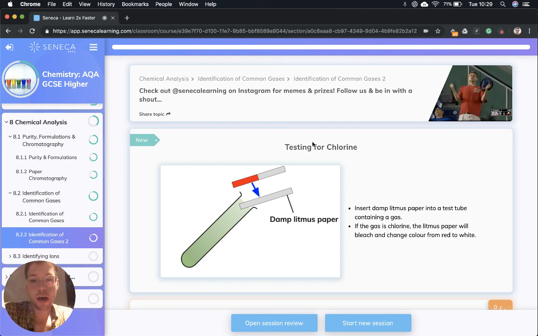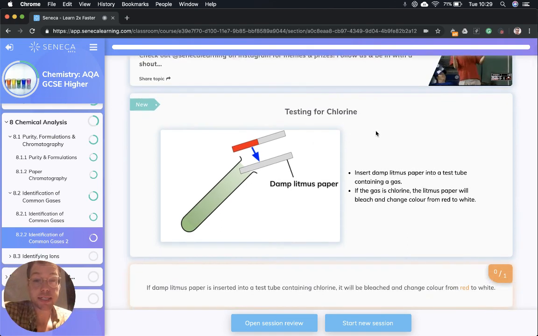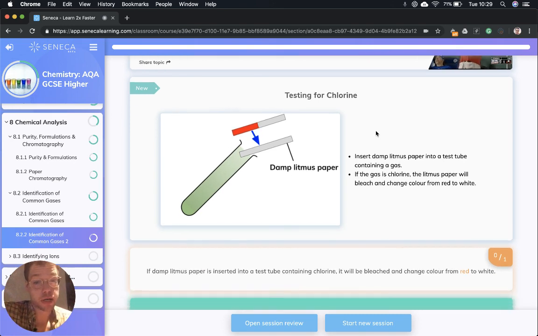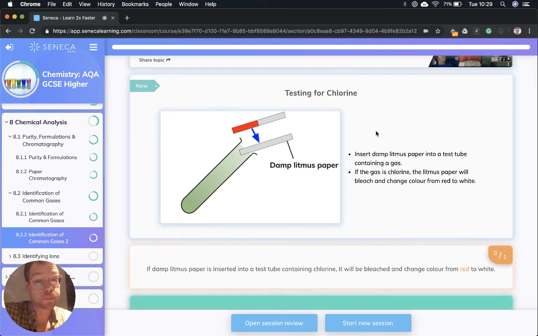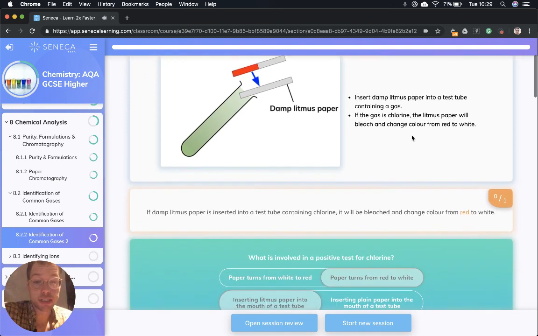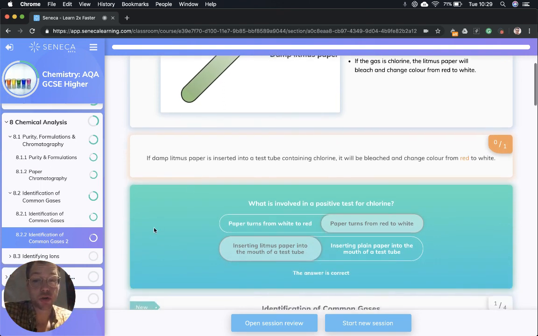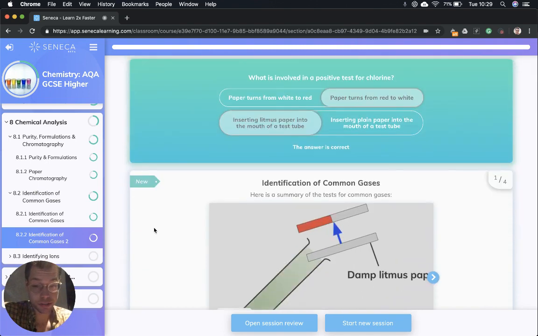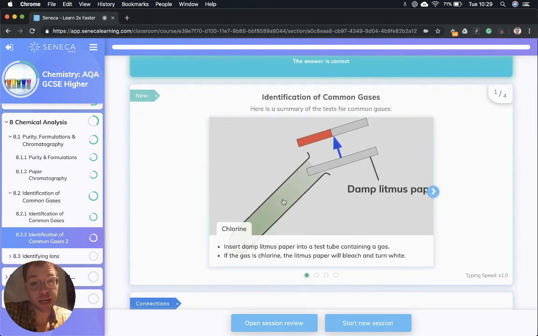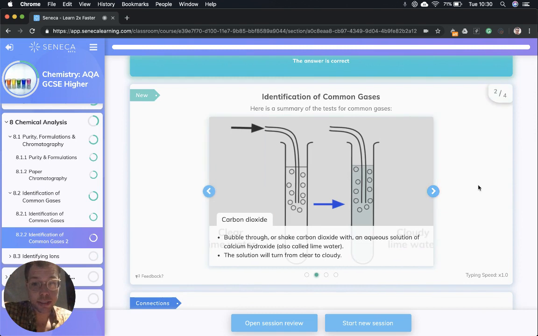Testing for chlorine. Basically, to test for chlorine, we take a piece of damp litmus paper and we put it into the test tube. And if the gas is chlorine, the litmus paper will bleach and change colour from red to white. So in the presence of chlorine, damp litmus paper will go from red to white, okay? So that's how we identify chlorine.